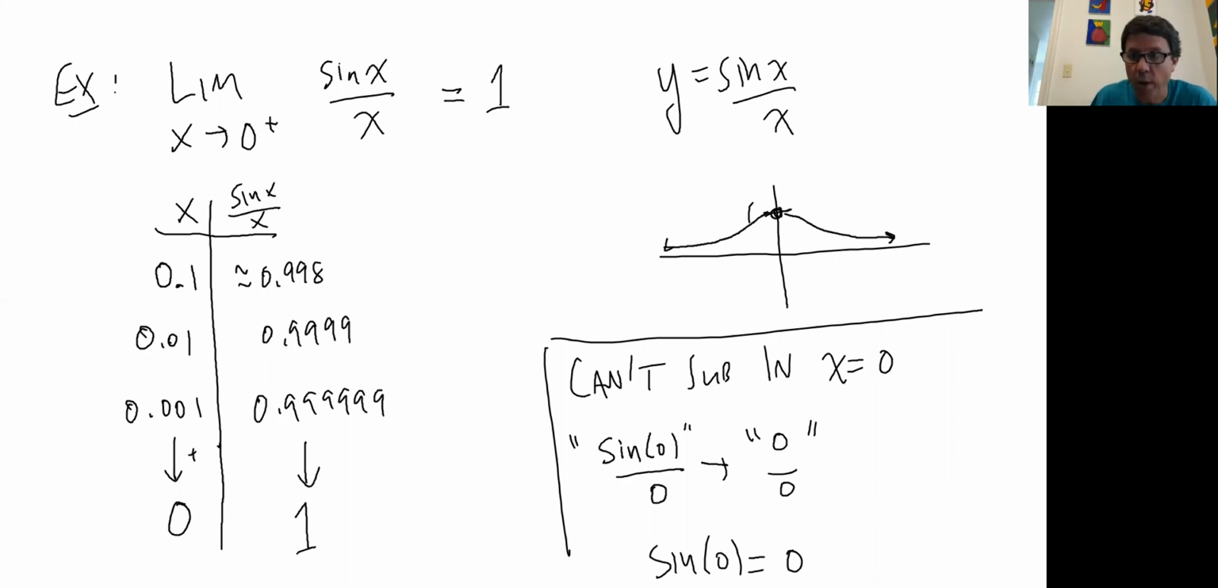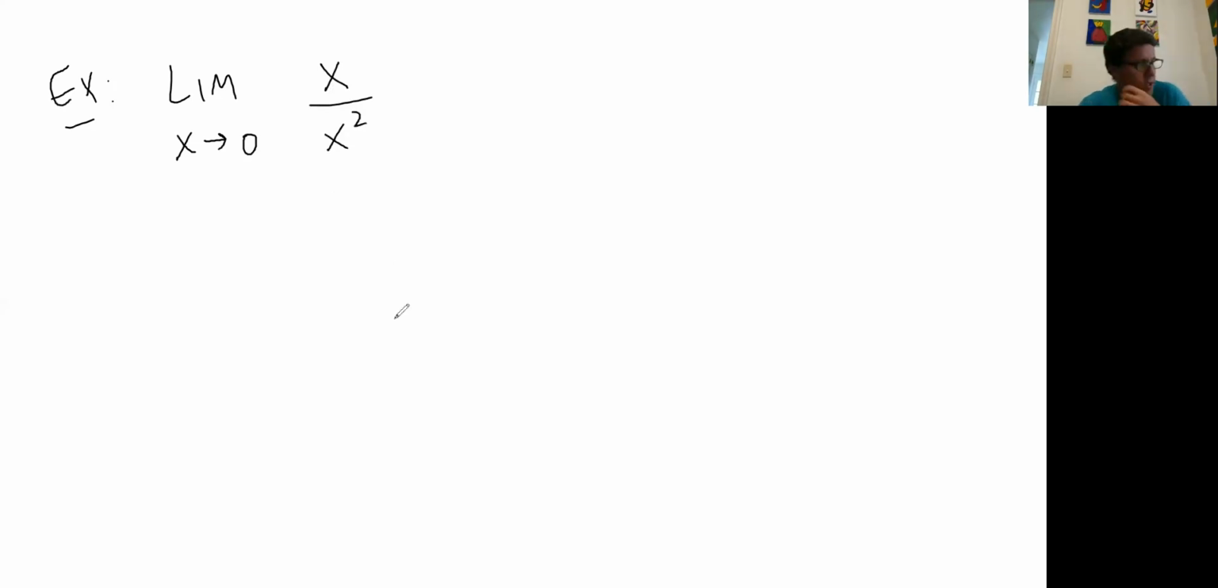But not always. Let me try one more example, and then we'll just sort of knock it out of the park. You can say, well, what about this? The limit as x goes to 0 of x over x squared. It's a very basic example, but it'll give us some sense of what's going on.